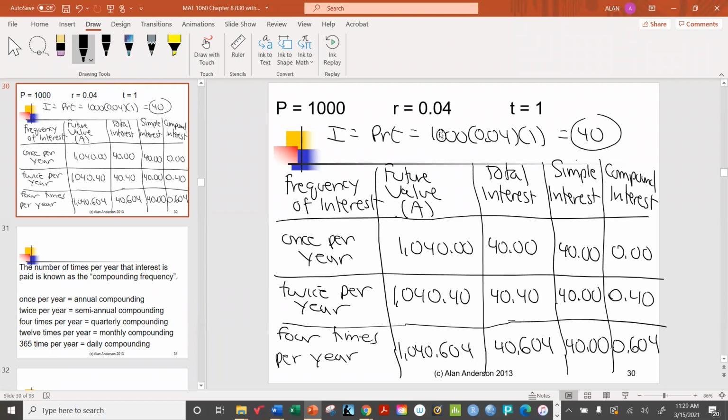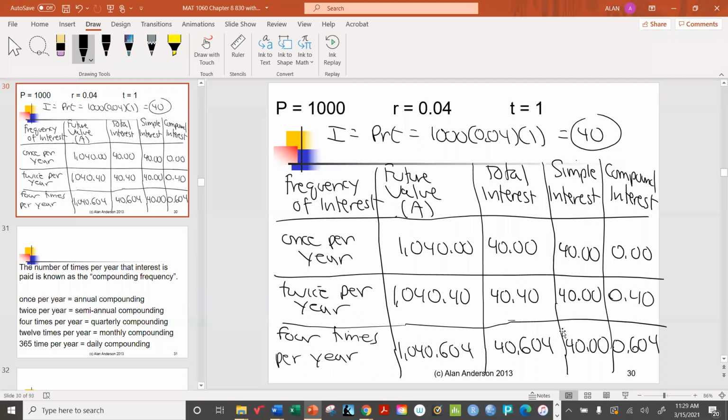Now, the total interest in the next column is equal to the future value minus the principal. In other words, because we started with $1,000, the $1,000 is principal, and the rest has to be interest. So you notice in each case, all I've done is subtract $1,000 to get to this column. Also, based on our simple interest formula from up here, $40 is the amount of simple interest that we will earn from this account.